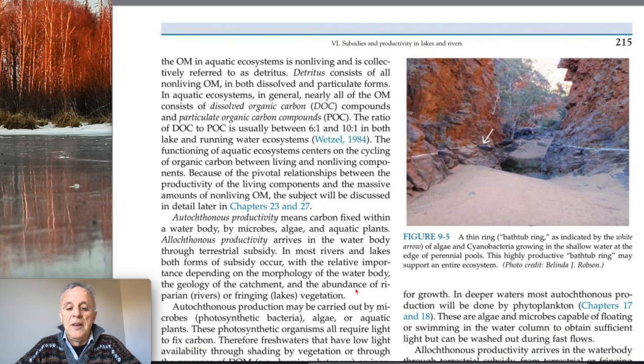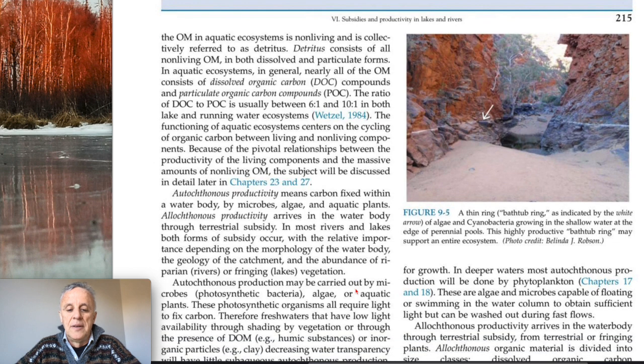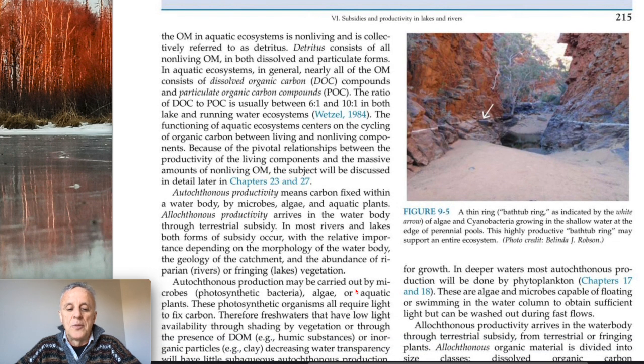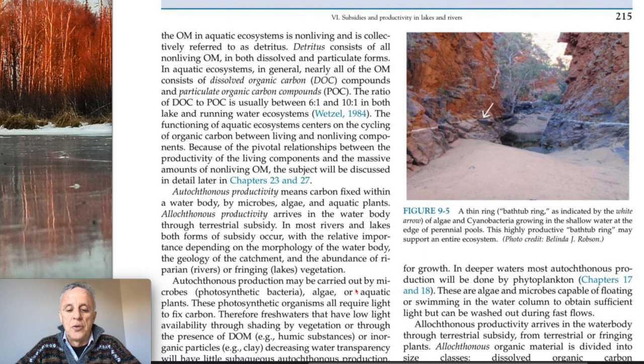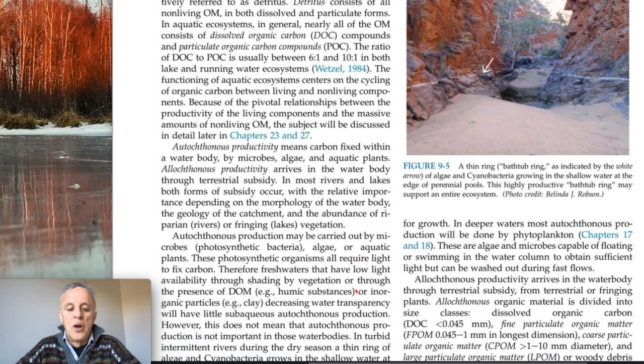Autochthonous productivity means carbon fixed within a water body by microbes, algae, and aquatic plants. Allochthonous productivity arrives in the water body through terrestrial subsidy. In most rivers and lakes, both forms of subsidy occur, with the relative importance depending on the morphology of the water body, the geology of the catchment, and the abundance of riparian or fringing vegetation.